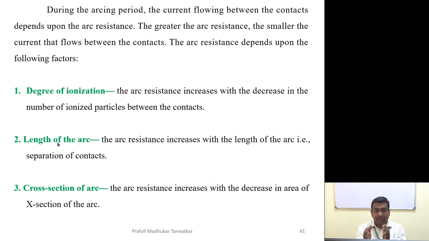Length of the arc: if the length of the arc is more, the resistance will be more and the arc current will be lesser. Cross section of the arc: the arc resistance increases with the decrease in the area of cross section of the arc. So these three points are very important as far as the arc extinction theory is concerned. Next topic.